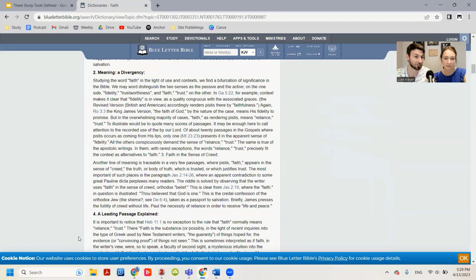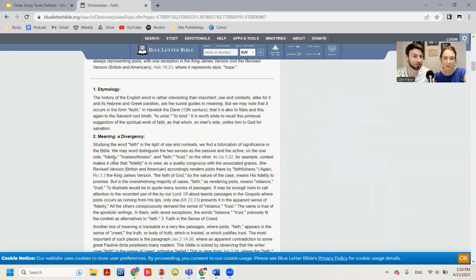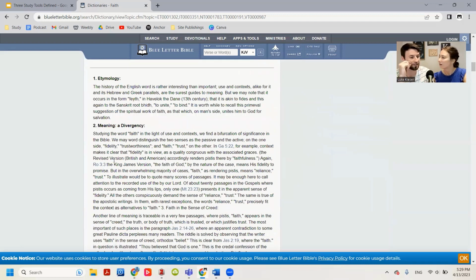This one has headings, etymology. What does etymology mean? That's the study of the roots and the history of how a word developed. Okay. So here, this is talking about the history of our English word. It used to look like that. "Feyth." Seriously. In the Havelock the Dane. I guess that's 13th century. Yeah.